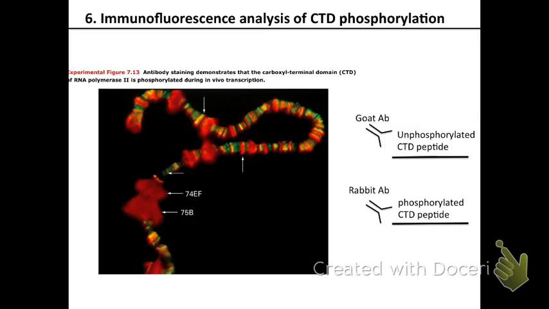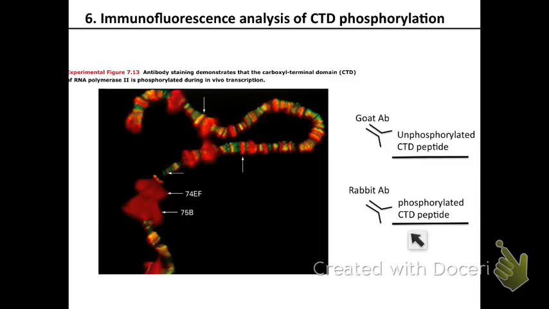So, what did they do? What they did is first they made some specific antibodies. Antibodies are amazing molecules, and they are used in molecular biology because they can distinguish very small differences in their antigen, right? So one can actually take the C-terminal peptide, chemically synthesize it, and then inject it into goats. And for goats, this peptide is going to be foreign, so it's going to make antibodies. And it's going to make antibodies that are specific to this unphosphorylated CTD peptide that you injected.